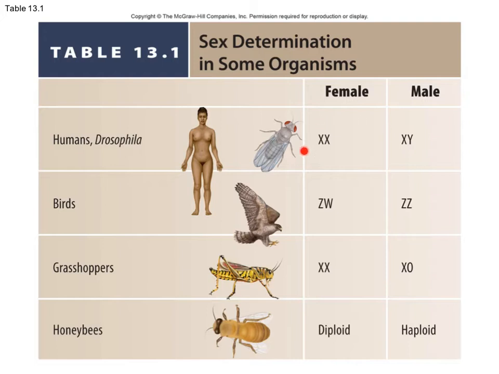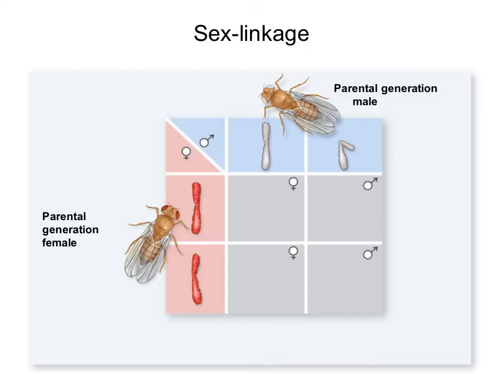So we're going to look more specifically at a human example in which females have two X chromosomes and males have one X and one Y. Here, for example, we're seeing a sex-linked condition, white eyes, and the gene for eye color is located on the X chromosome. In fruit flies, like humans, females have two X chromosomes, so this is the female and her two X chromosomes, and males have one X chromosome and one Y chromosome.